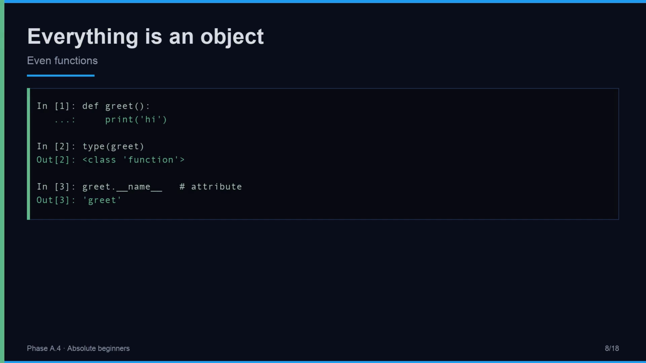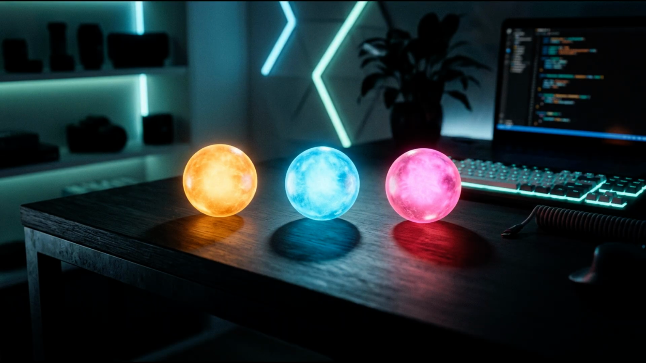Even a function is an object. Define greet. The type of greet is function. Yes, functions have a type too. greet has attributes attached to it, like __name__, which gives back the string "greet". So the thing you have been writing, def, creates an object. The function object carries its own data. This is what we mean when we say everything in Python is an object. Even functions are objects. Every object has a type. The type tells you what tools the object can use.